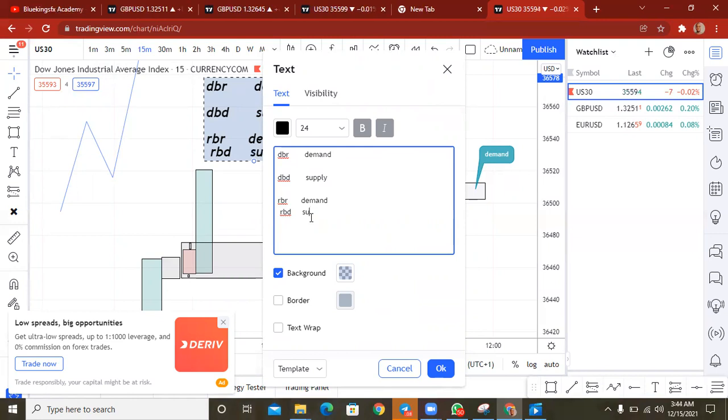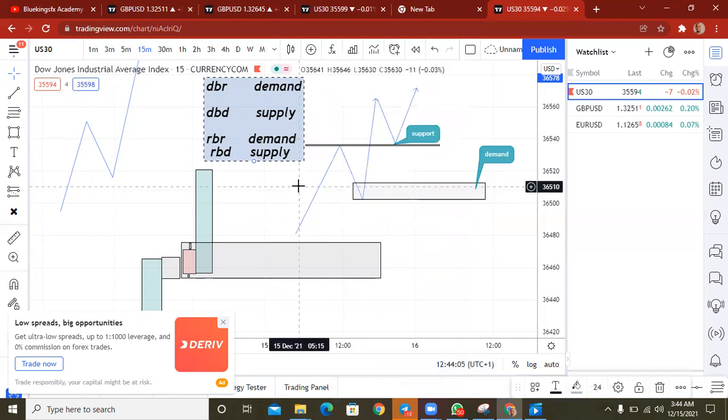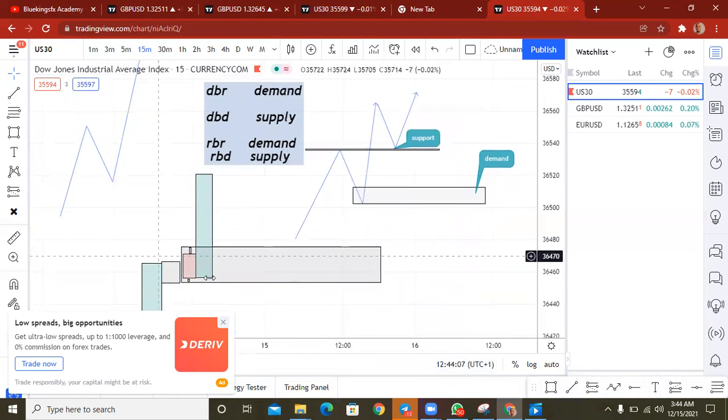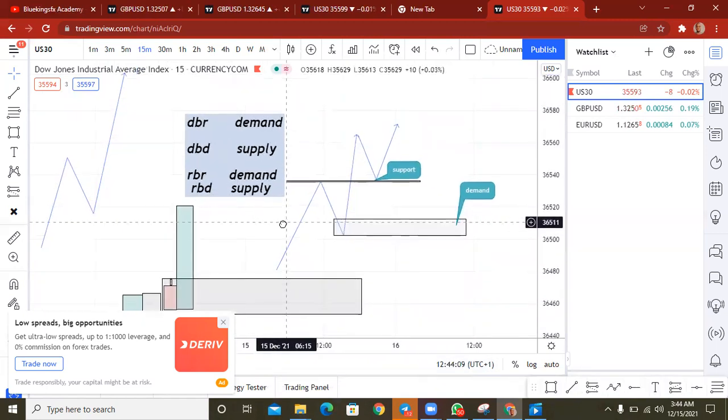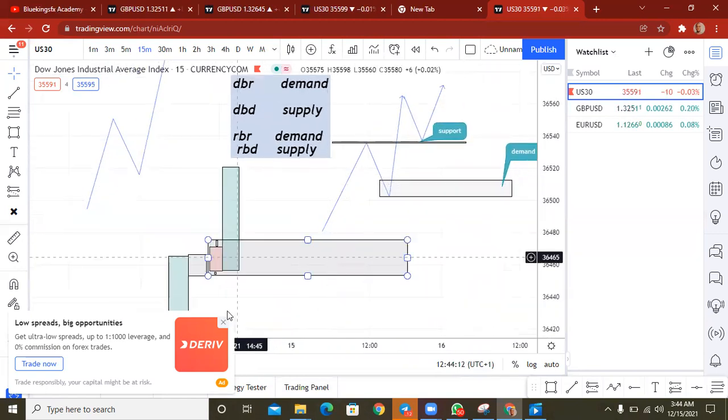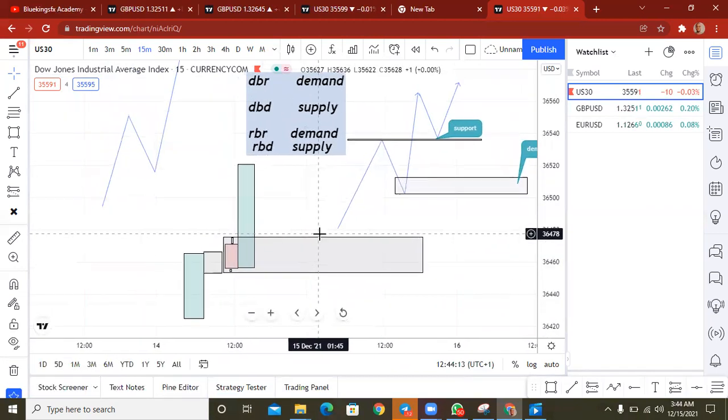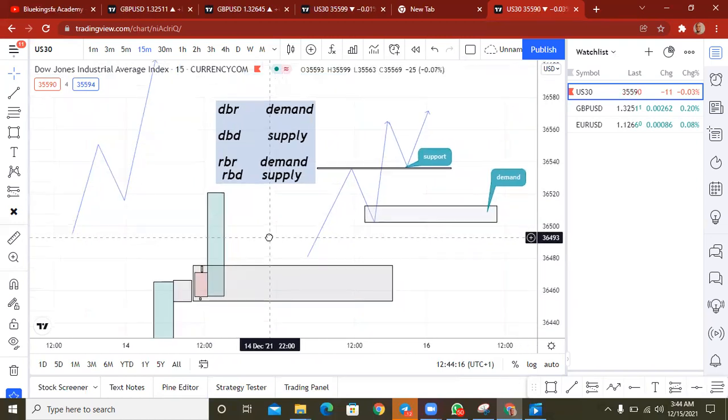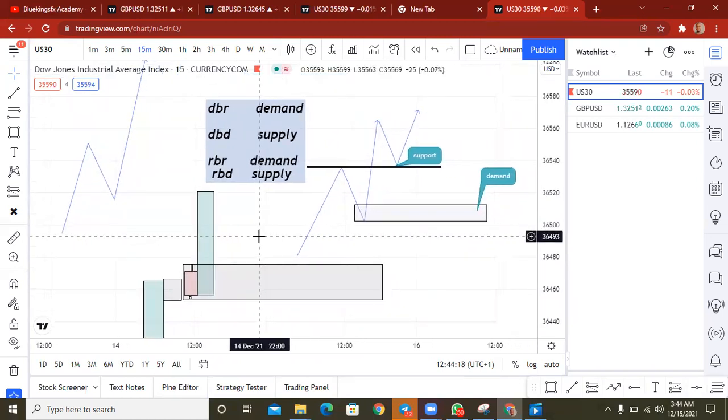So we have two supply and two demand patterns right here. So this one that happened is rally base rally, RBR, a type of demand zone. So in case you cannot spot it on a higher time frame, it's just for naming sake. I'm doing this video because someone asked.